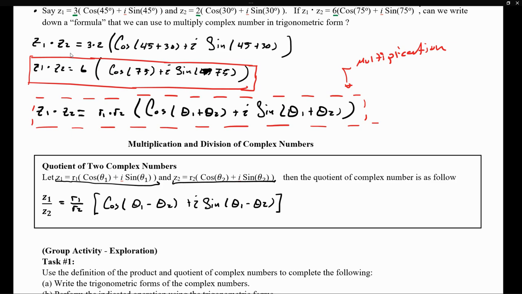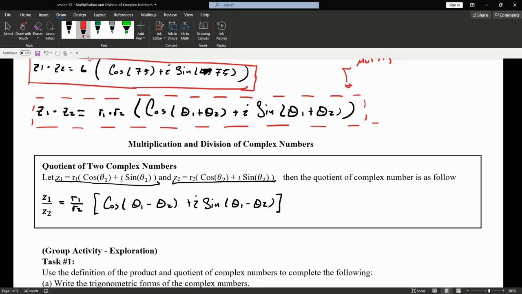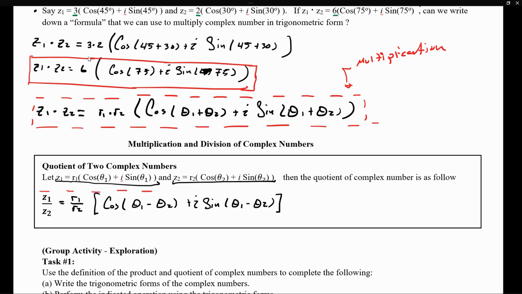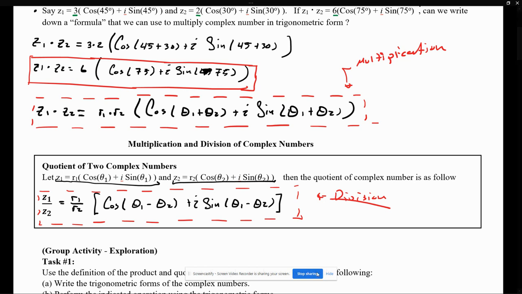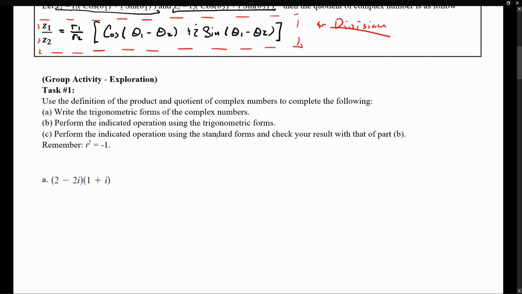So this is how we're going to be defining multiplication and division of complex numbers. Very important two formulas to remember. So now let's actually confirm or verify that these results are true. And for that, we're going to be doing a smaller group activity. So we're going to be using the definition of the product and quotient of complex numbers, complete the following.